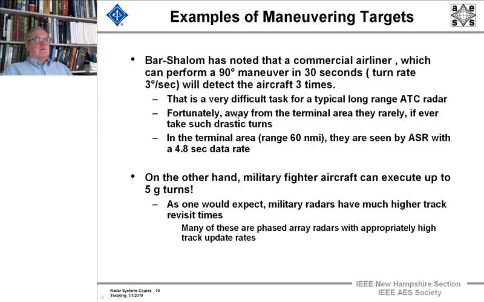Fortunately, when you're away from the terminal area, they rarely, if ever, take such drastic turns. And in the terminal area, which is 60 miles from the airport, usually it's less. It's about 40 miles, and the ASRs overlap congested population centers, so that typically one radar is looking out to 40. They're seen by airport surveillance radars at a 4.8 second data rate.